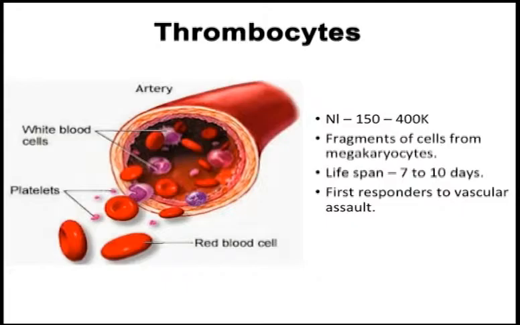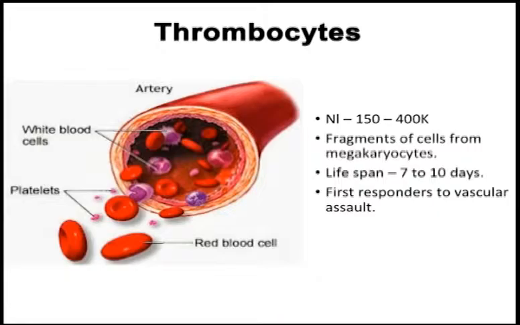The thrombocytes are important first responders to any kind of vascular assault. So if you have a cut or an open wound, it's the thrombocytes that go in first, while the fibrin formations are occurring on a longer delay. They're really fragments of cells, which makes them very tiny. That's important because when they get into those really tight spaces and have to seal up that hole, they can lay over each other and squeeze in and do what they need to do.